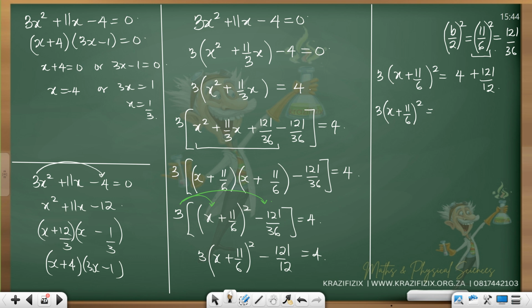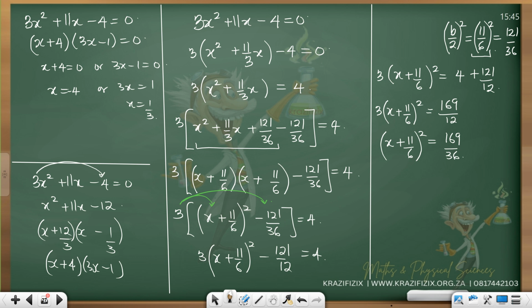48, 169 over 12. You see, you guys love calculators. We need to run away from those. Now, divide both sides by 3. X plus 11 over 6 squared divided by 3 would give you 169 over 36.